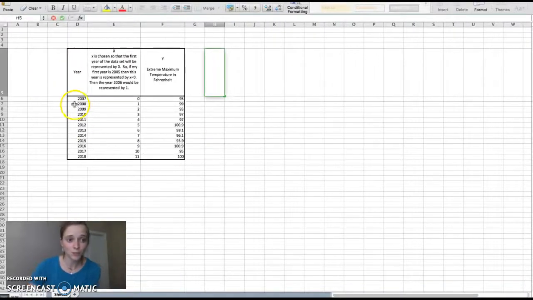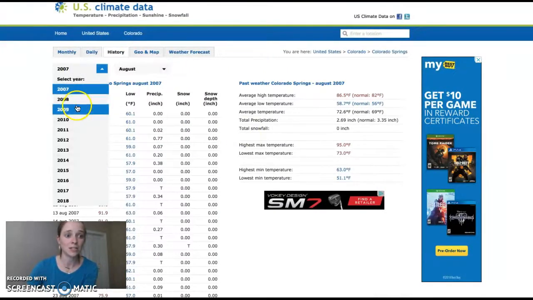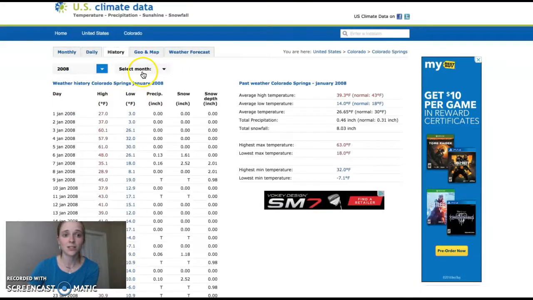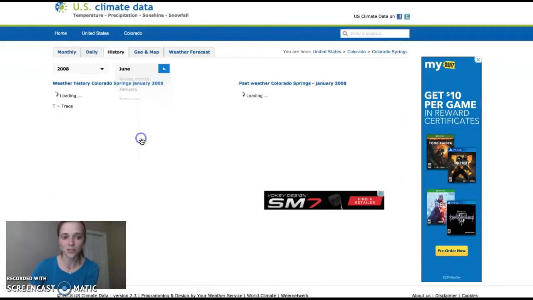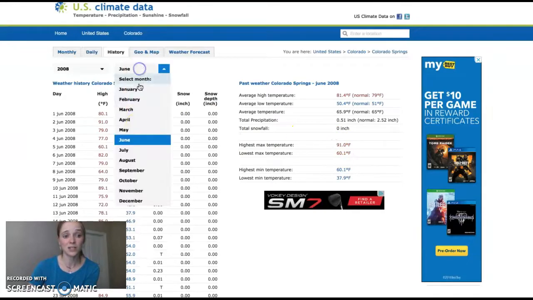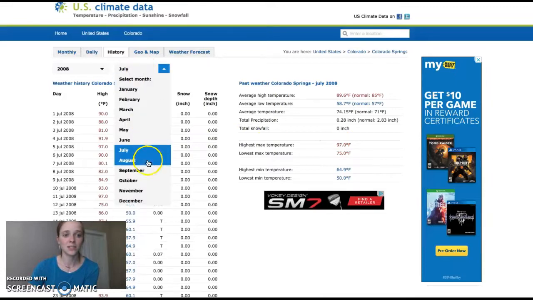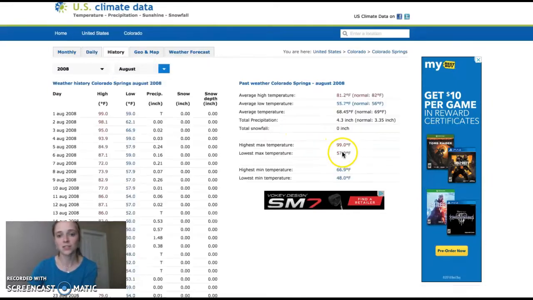So if I look back at the table, I put the year was 2007. This is my first data point, so I put a 0 and then 95. And then I do the same thing for the next year. So I go ahead and I click 2008. I want to check the summer months. So I click June. I look and see that the high is 91. And then I look at July. The high is 97. Look at August. And I get 99. So the high for 2008 is 99 degrees Fahrenheit.